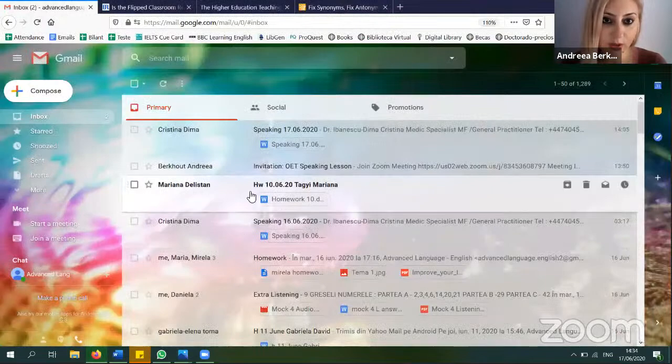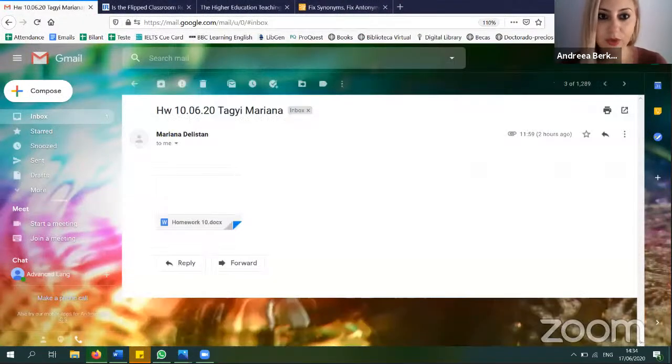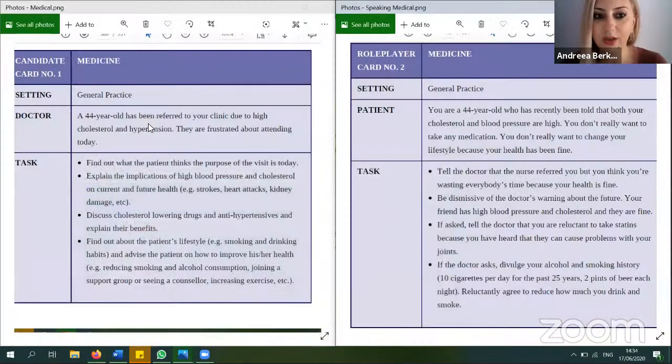So I have a 44... Oh, please move your screen. You are the homework part. We have a 44-year-old being referred to your clinic due to high cholesterol and hypertension. I think we are already accustomed to this type of conditions. Okay, high cholesterol, frustrated. So you can see here that you have a patient who is frustrated. Yeah, this is the first signal. Remember, Sajini, that this is your attitude.